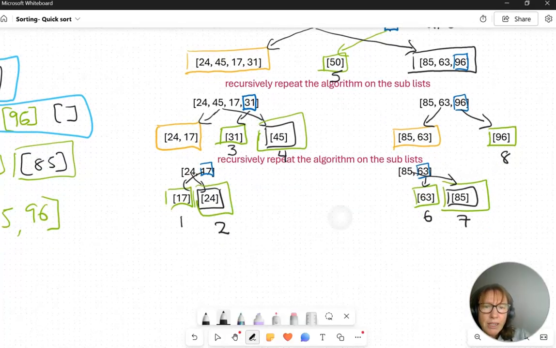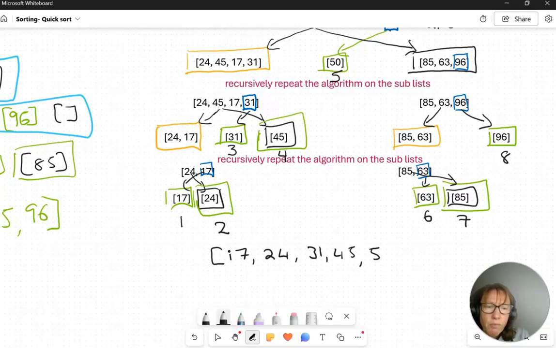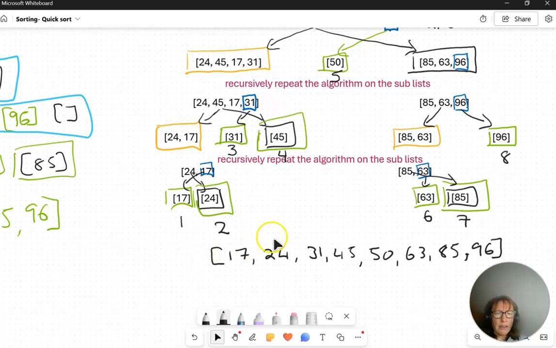So when I put that back together in my list, I have 17, 24, 31, 45, 50, 63, 85, 96. And we put our list back together like that.